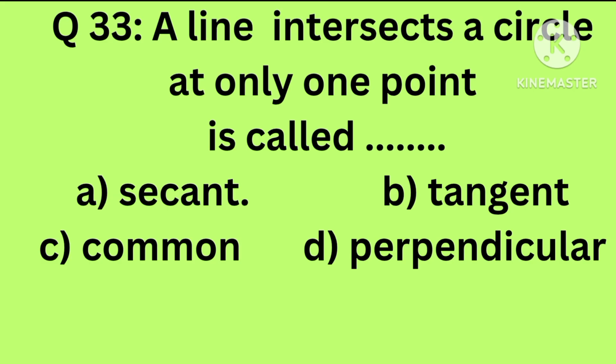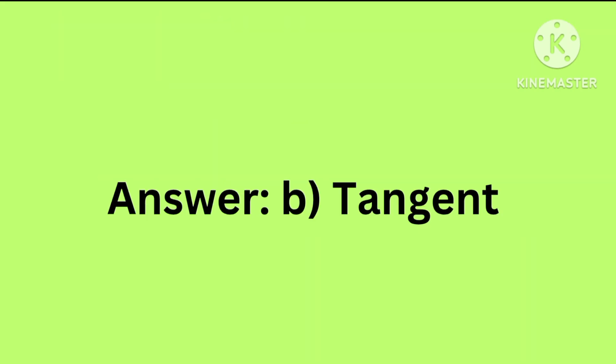radius. Question number 33. A line that intersects a circle at only one point is called secant, tangent, common, perpendicular. By the definition of tangent, a line which touches the circle at only one point is called a tangent.